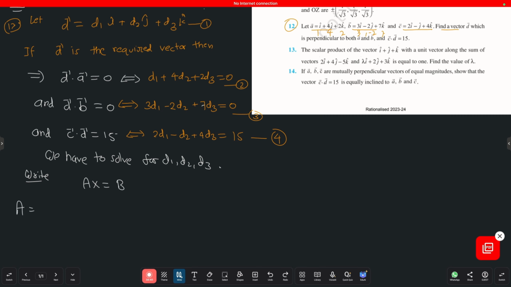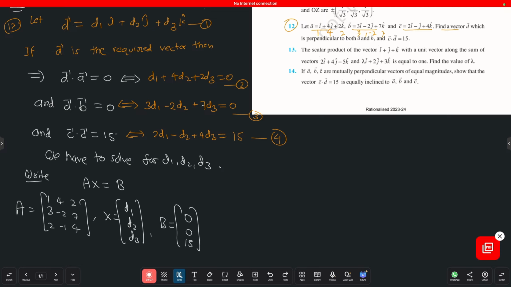Okay, what is A? A is the coefficient matrix: 1, 4, 2; 3, minus 2, 7; and 2, minus 1, 4. And what is capital X? D1, D2, D3. What is capital B? 0, 0, 15. Then we need det A.